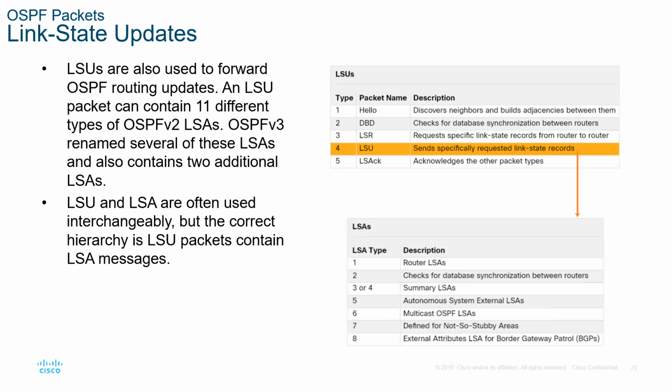Common LSAs: LSA 1 is a router LSA. 2 is a checksum for database. 3 or 4 is summarization of LSAs. 5 is the autonomous system external LSAs. 6 is a multicast OSPF LSA. 7 is a defined not so stubby area, and so forth. Again, outside the scope of this exam, this is more just FYI, so that you understand there is a process for the 11 LSAs.